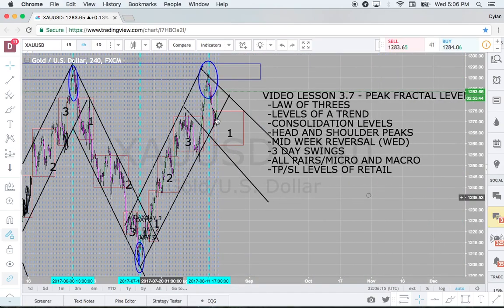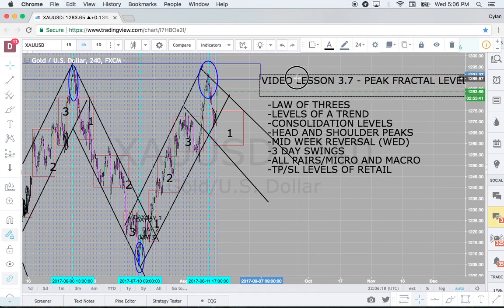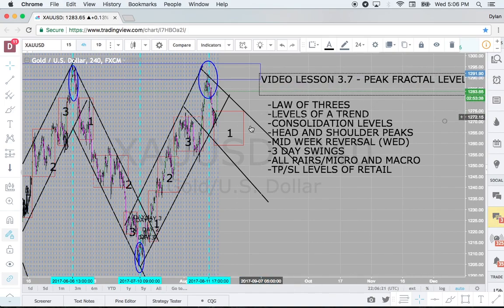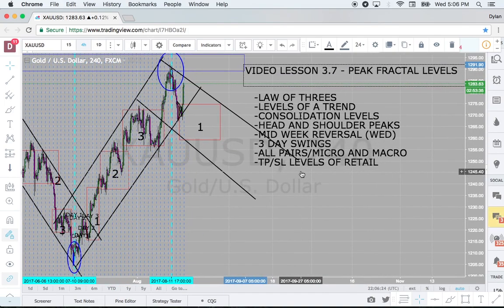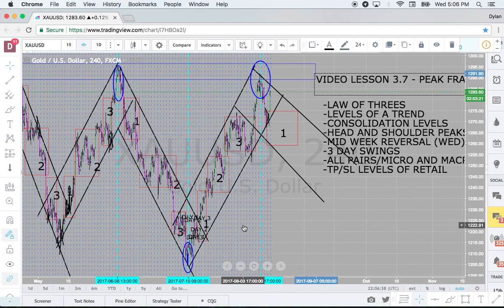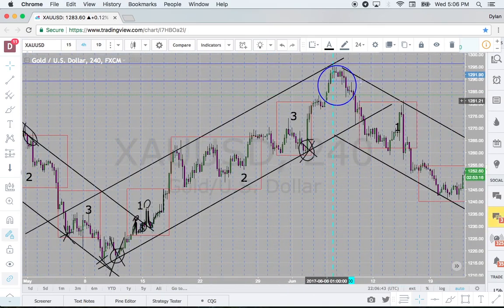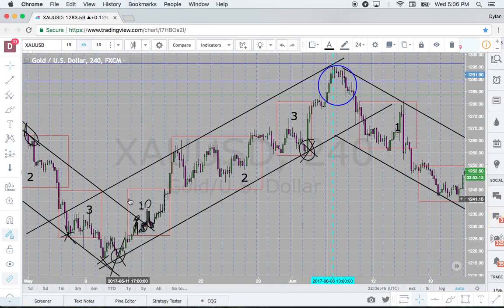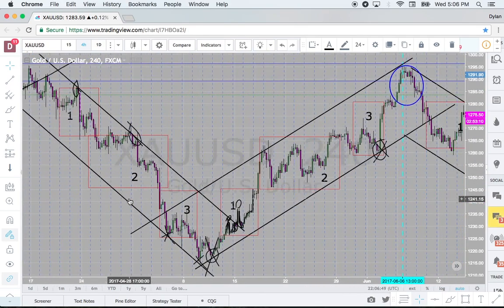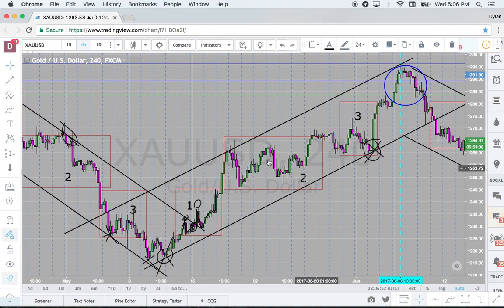So, believe it or not, this is the end of this video lesson. No, I'm just kidding. We are just getting started with this. This is really in depth, and I'm sure this is blowing your minds already. But it is just the beginning. So, each trend has 3 levels. Now, each level has a corresponding level of consolidation.